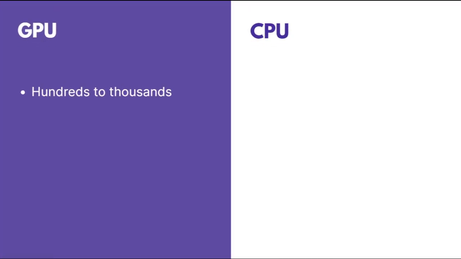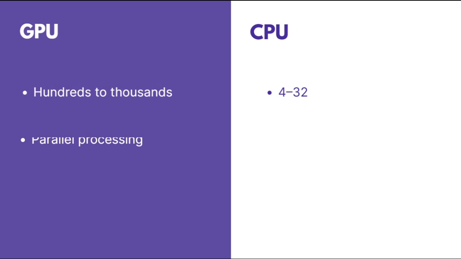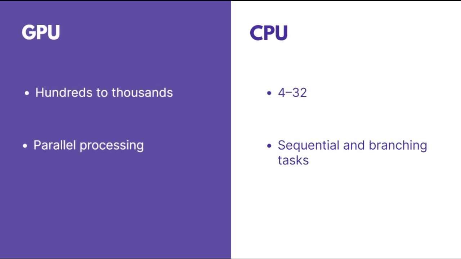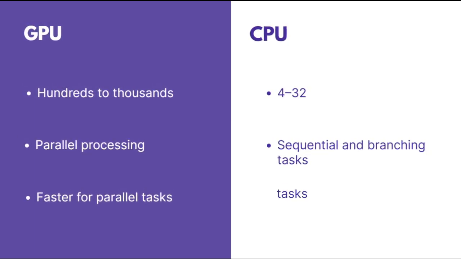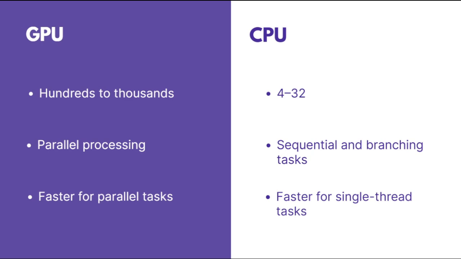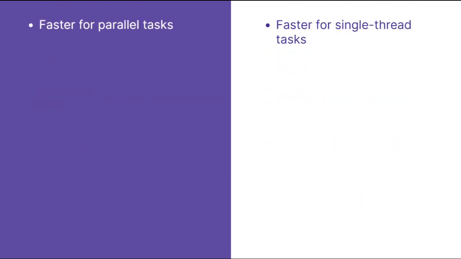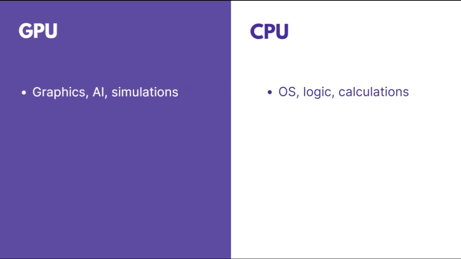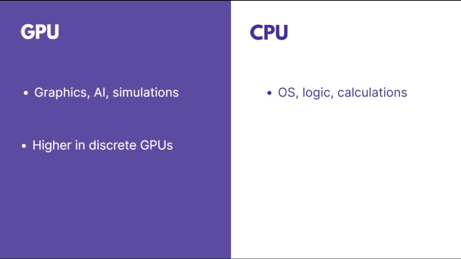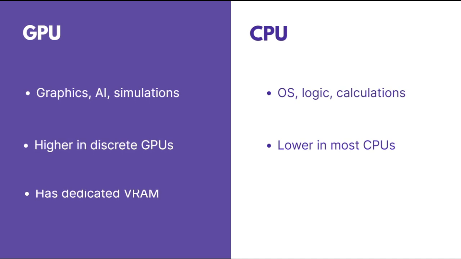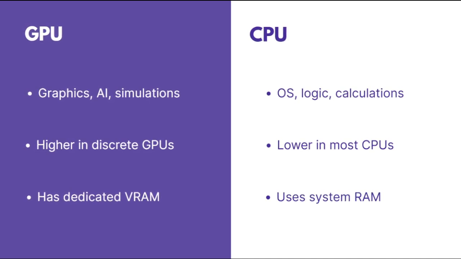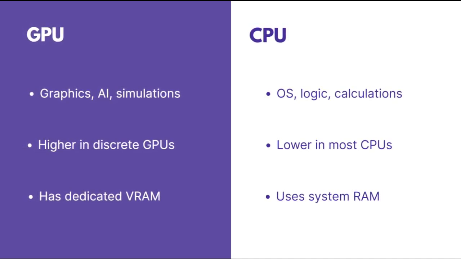GPU versus CPU. Cores: hundreds to thousands for a GPU, 4 to 32 for a CPU. A GPU does parallel processing, while a CPU handles sequential and branching tasks. A GPU is faster for parallel tasks, while a CPU is faster for single-thread tasks. GPUs are used for graphics, AI, and simulations; CPUs for the OS, logic, and calculations. Memory bandwidth is higher in discrete GPUs and lower in most CPUs. A GPU has dedicated VRAM, while a CPU uses system RAM.